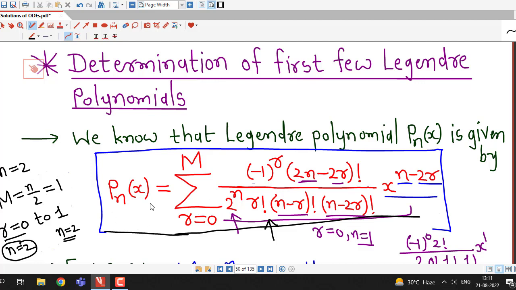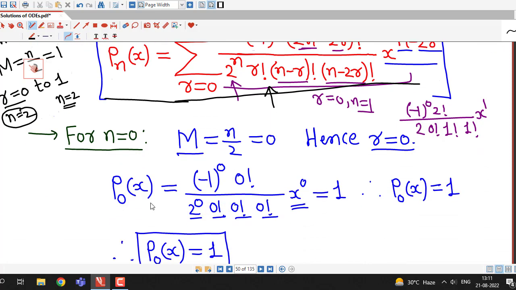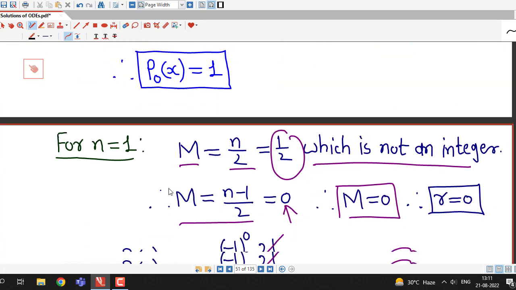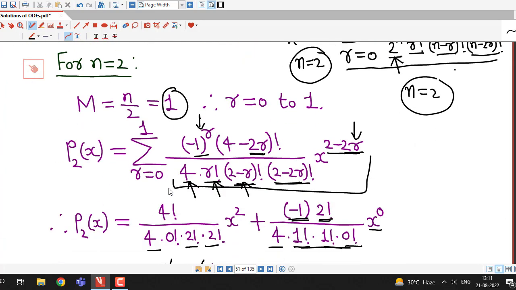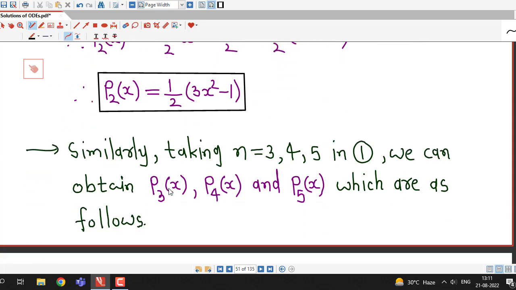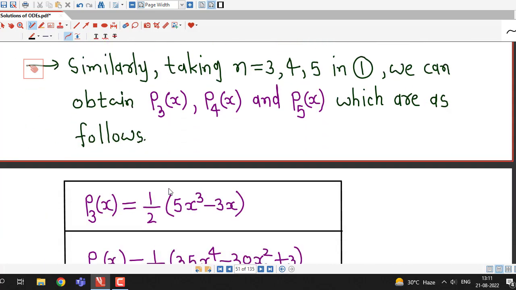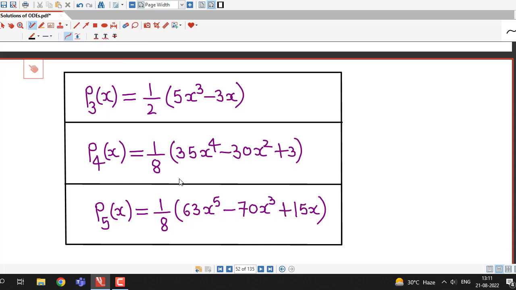and using this general formula we can decide Legendre polynomial of degree n. I have derived Legendre polynomials of degree 0, 1 and 2, and I have written Legendre polynomials of degree 3, 4 and 5 here, that we can derive by taking n equal to 3, 4 and 5 in that formula. So these are the first 5 Legendre polynomials.